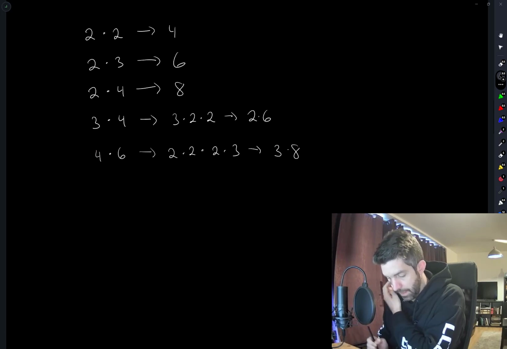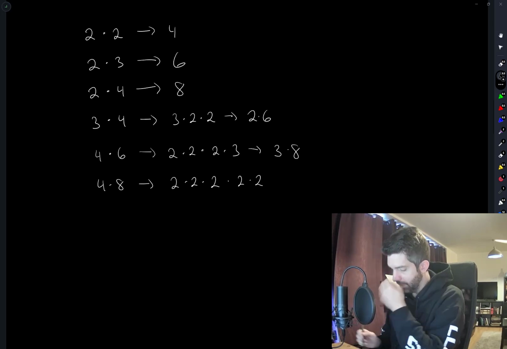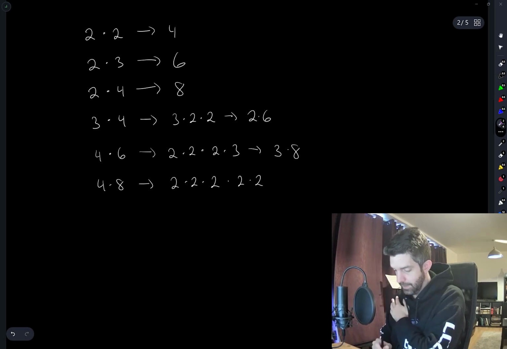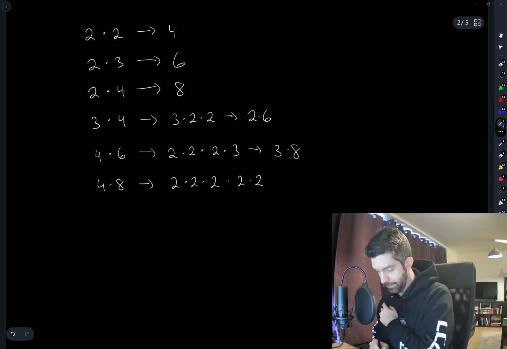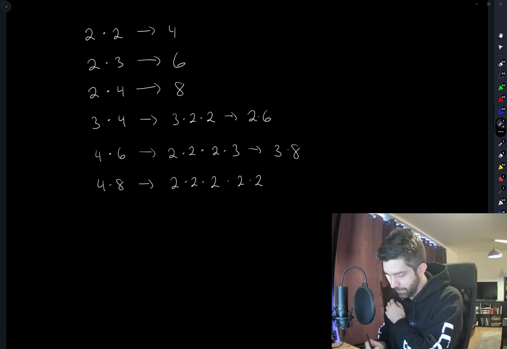Do I have to keep going with powers of 2 here? Let's try 4 times 8. So this is 2 times 2 times 2 times 2 times 2, right? I think that's okay. 4 times 8 is okay, because if I take a 2 out of this and put it in there, well, it's the same. 8 times 4, 4 times 8, always gets rearranged to 48. And if I take a 2 out of this and put it in there, I no longer have a 2-digit number. So 48 is okay.